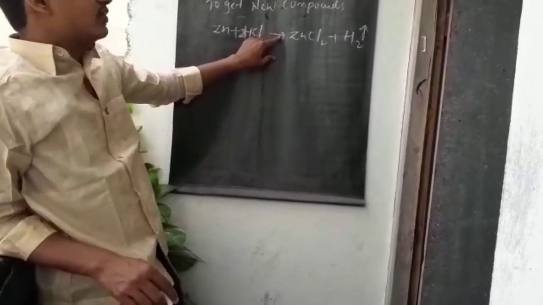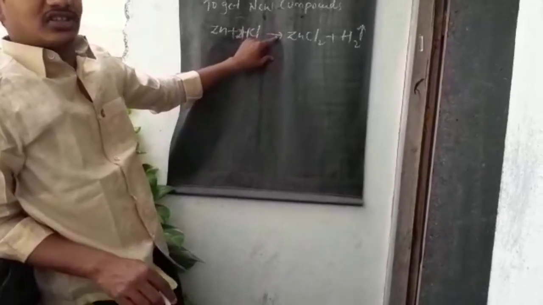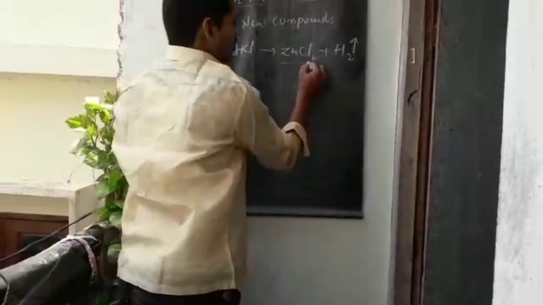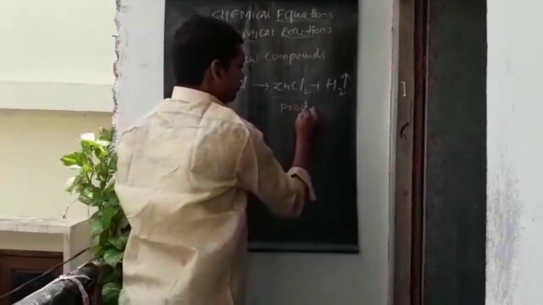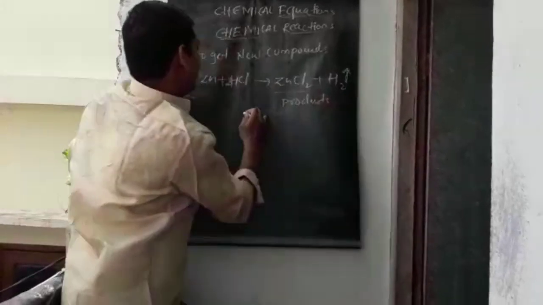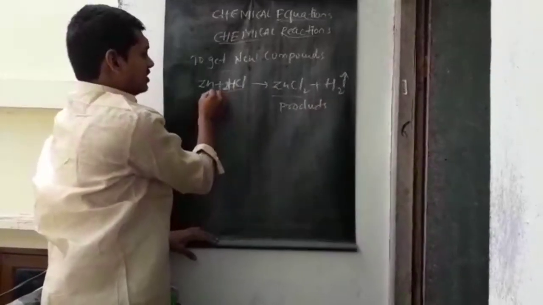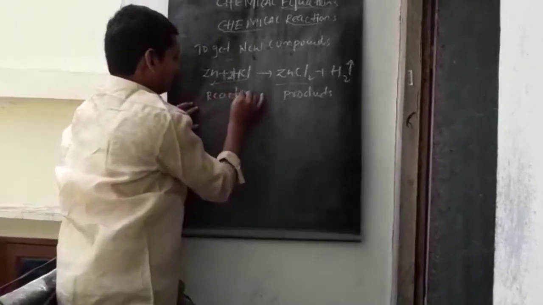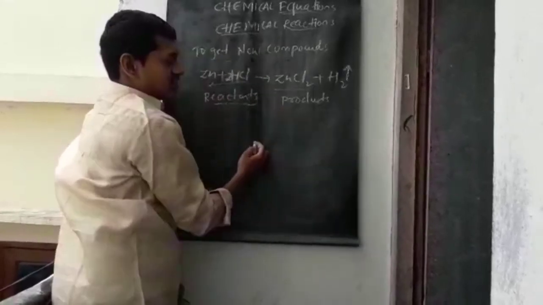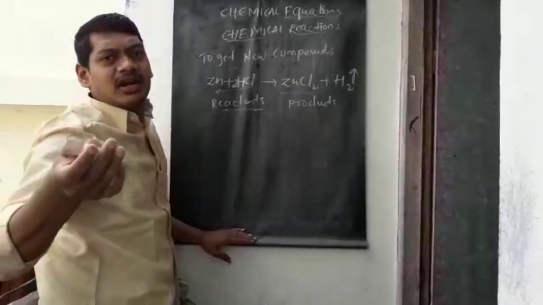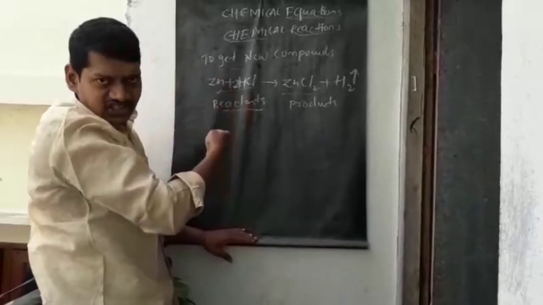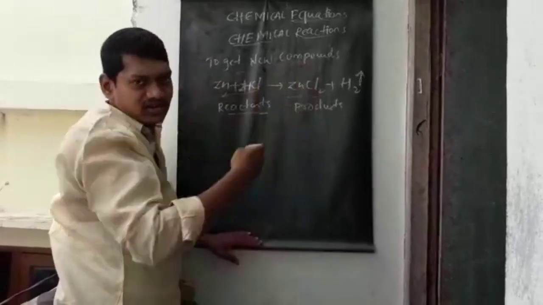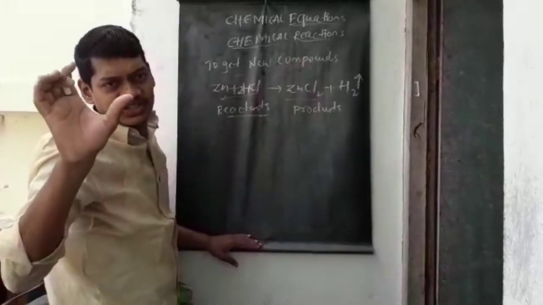The arrow mark has a lot of importance in the field of chemistry. It is a special character. The right side of the arrow is called products, and the left side is called reactants. The law of conservation of mass says that the total mass of the reactants will be equal to the total mass of the products.